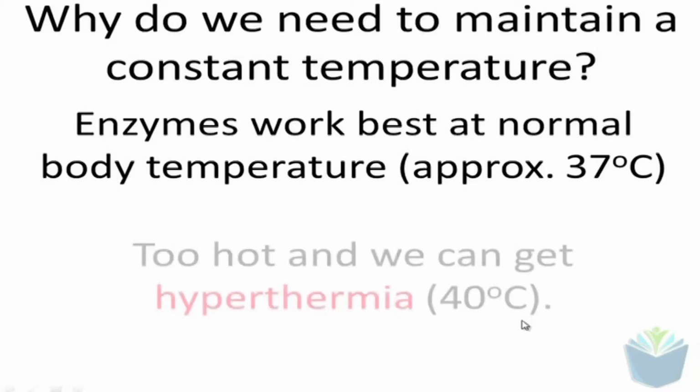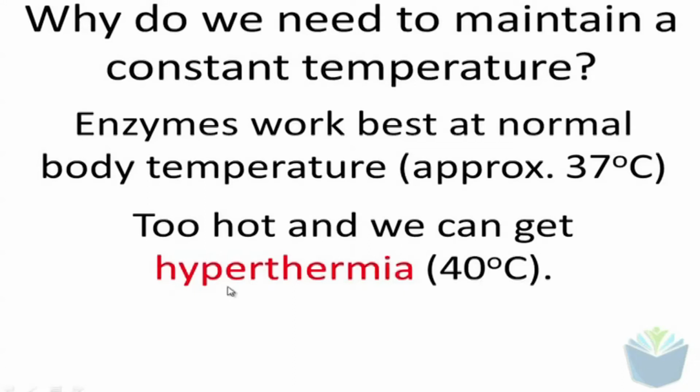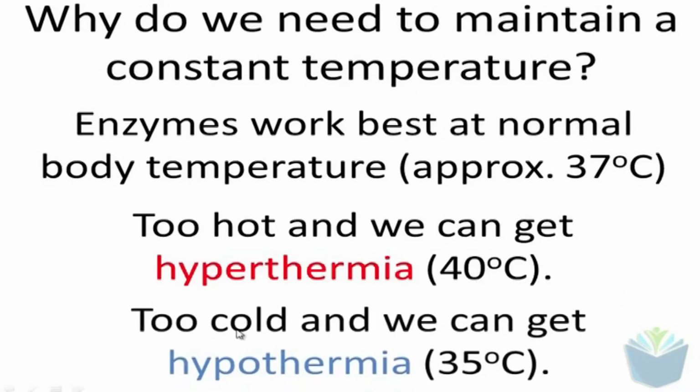If our core temperature gets too high, we suffer from hyperthermia, and the enzymes start to denature and no longer work. If our core temperature gets too low, then we suffer from hypothermia, and the enzymes' rate of reaction starts to slow down. Now notice I've mentioned core temperature. Your core temperature basically is your head, your thorax and your abdomen, because that's where most of the important organs, the vital organs, are stored. Your extremities are things like your fingers, your toes, your nose and your ears. Those temperatures can fluctuate more.